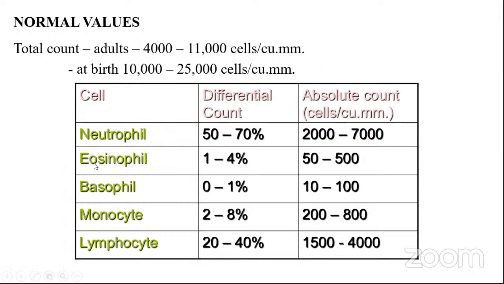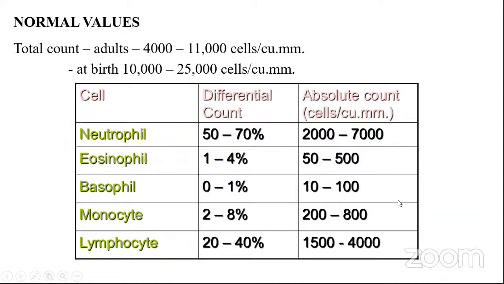The neutrophil differential count is 50 to 70%, eosinophil 1 to 4%, basophil 0.4%, or they can take the range 0 to 1% as well. In Ganong it is given as 0.4%. Monocyte 2 to 8%, lymphocytes 20 to 40%.